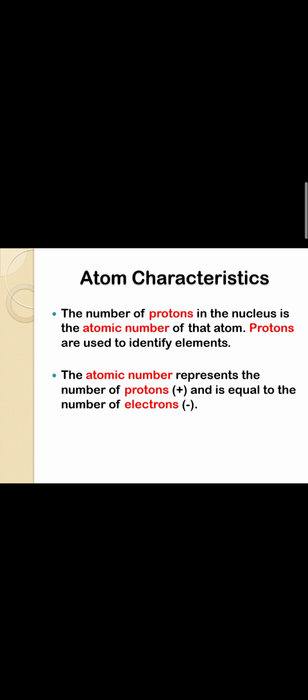The number of protons in the nucleus is the atomic number of an atom. Protons are used to identify elements. The atomic number represents the number of protons and is always equal to the number of electrons. And what about mass? The atomic mass may also be called the mass number of an element. So the atomic mass is the mass of the protons plus the mass of the neutrons. Protons and neutrons are always present in the central body, or nucleus, of an atom. So the sum of both subatomic particles is called the mass number or atomic mass.